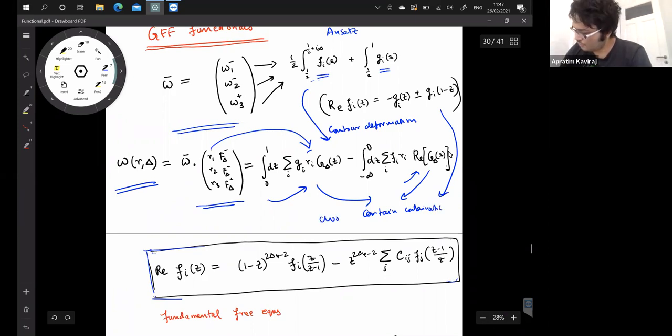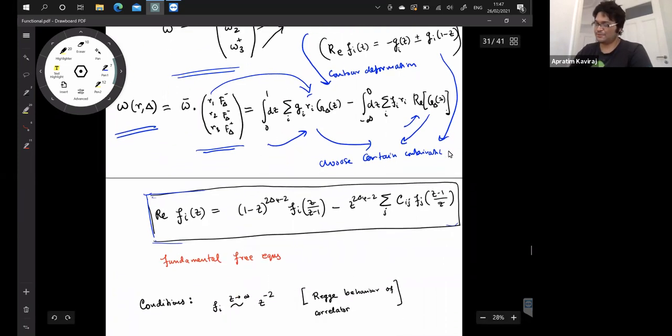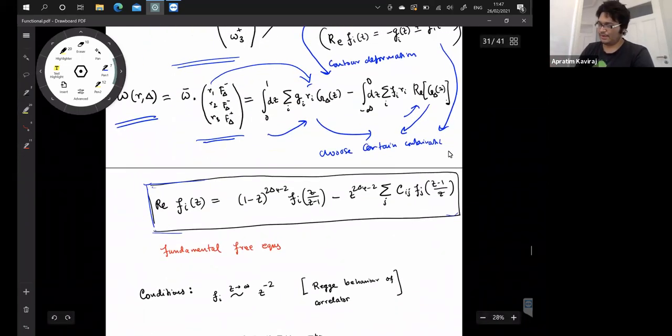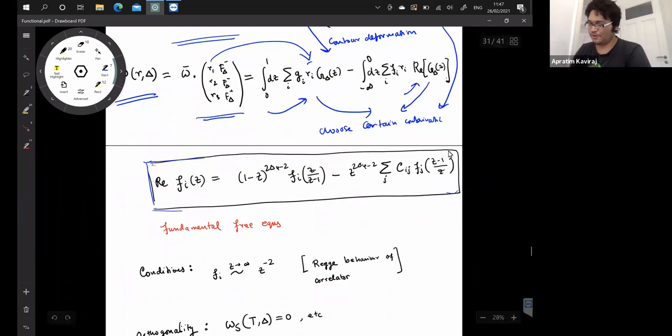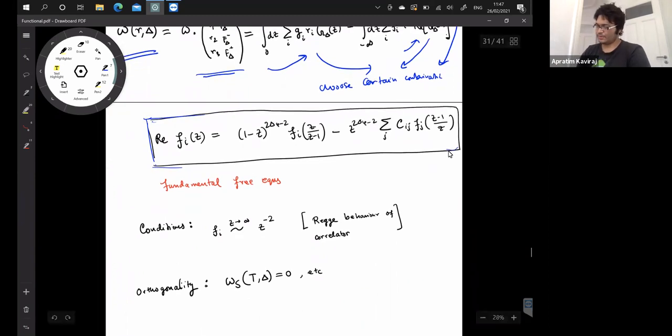Choose these integrands in a certain combination such that you get what you need. And this gives you what I call a fundamental free equation. So requiring the kernels to satisfy these properties will allow you to solve for the GFF functionals.